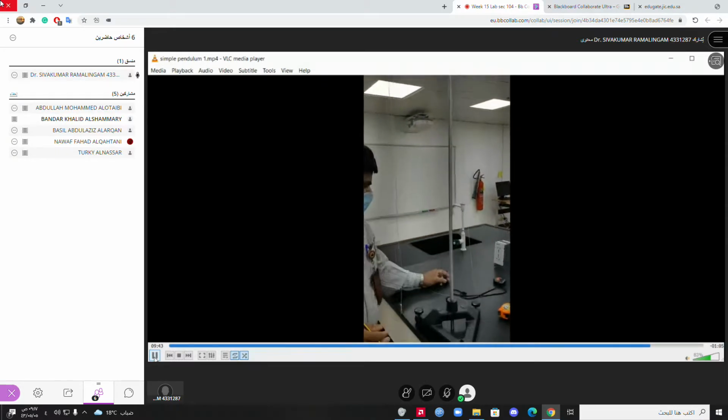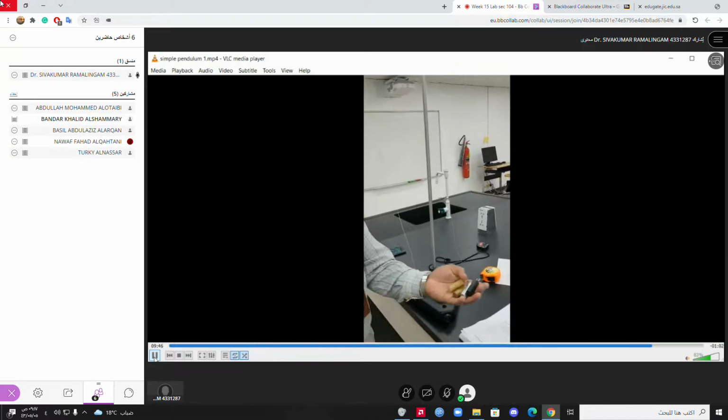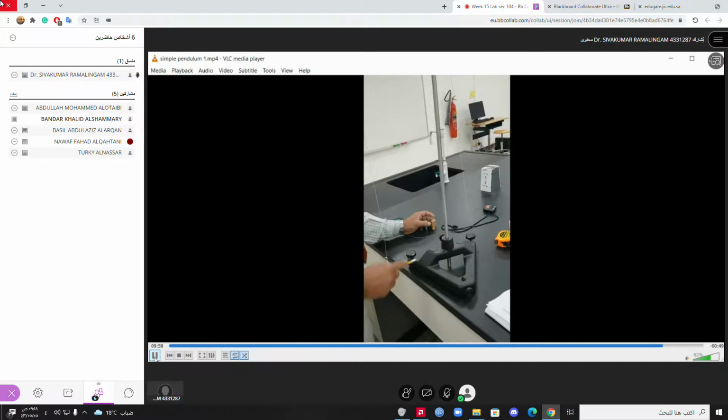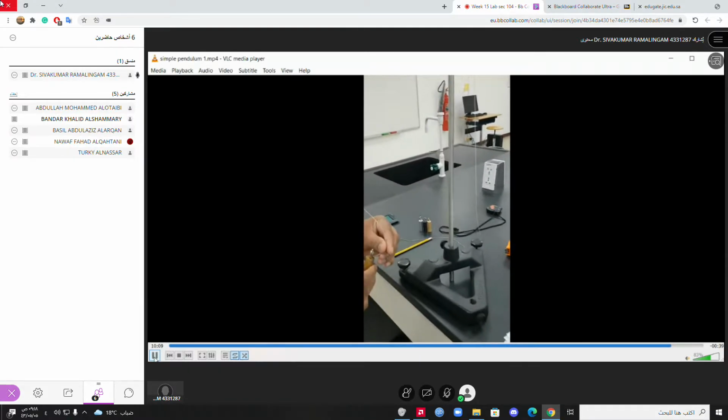Let me explain how you can perform the part 1 experiment. This is part 1. Let me explain the different parts of the experimental setup. This is the simple pendulum setup. We have 4 different masses: brass, aluminum, plastic, and wood. These are the 4 different masses I'm going to use. The length of the pendulum starts from this edge up to the center. Now, first, according to this schedule, I'll take the brass. Just hang the brass.